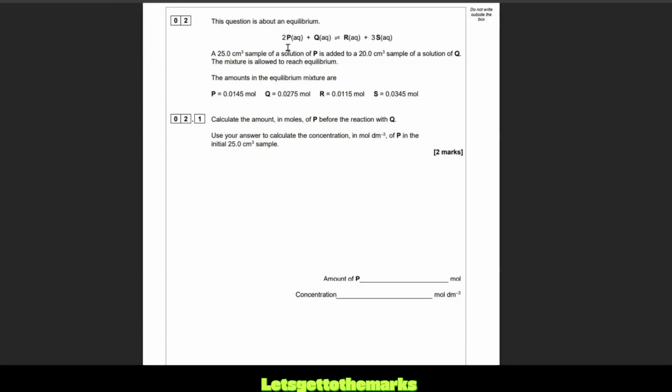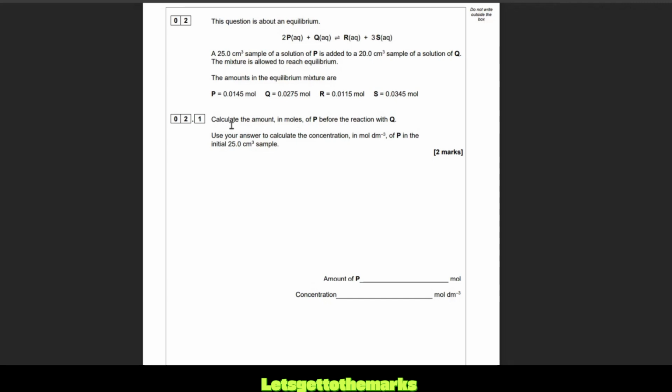You can see we have an equation here: 2P aqueous plus Q aqueous, reversible symbol, goes to R aqueous plus 3S aqueous. A 25 cm³ sample of solution P is added to a 20 cm³ sample of solution Q. The mixture is allowed to reach equilibrium. The amounts in the equilibrium mixture are P is 0.0145, Q is 0.0275, R is 0.0115 moles, and S is 0.0345 moles.